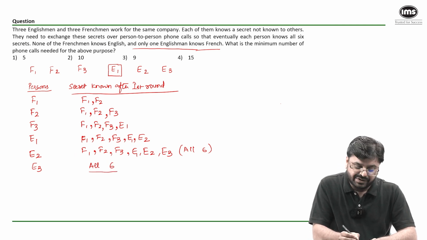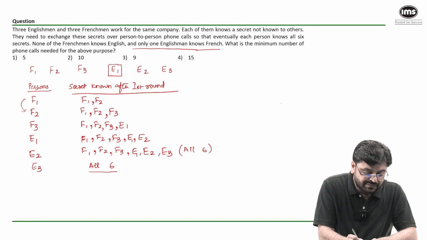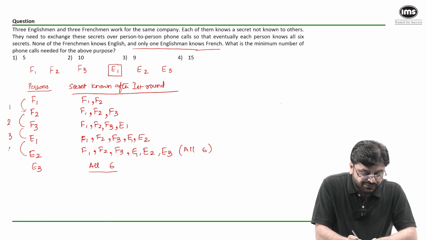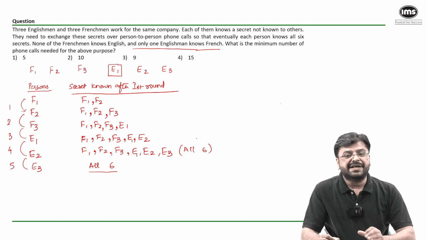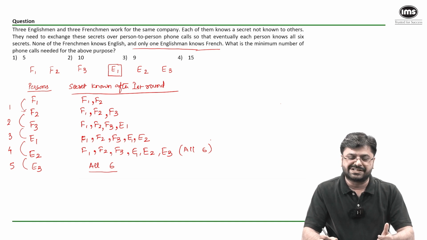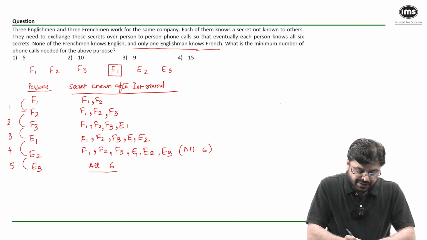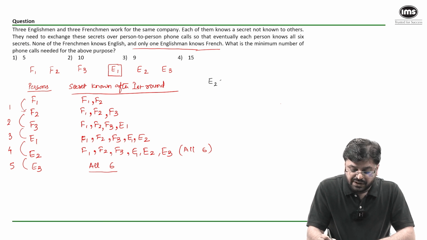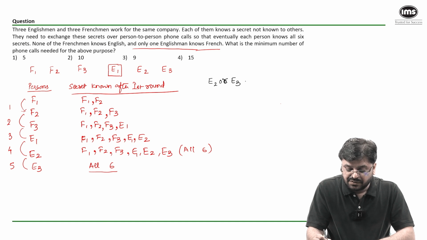So how many calls have they made so far? This is 1. This is 2. This is their third call. This is 4th. And this is 5th. So by the end of the 5th call, E2 and E3 already know all 6 secrets. Now, either E2 or E3 will call E1.